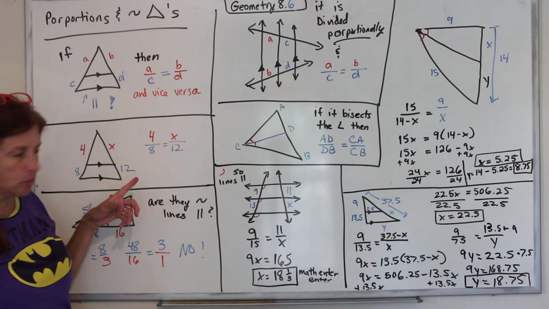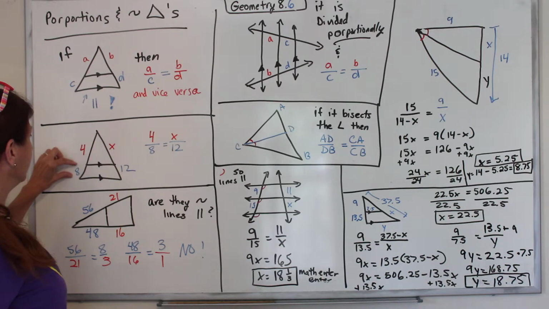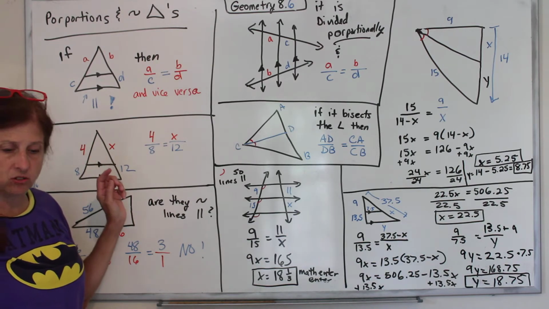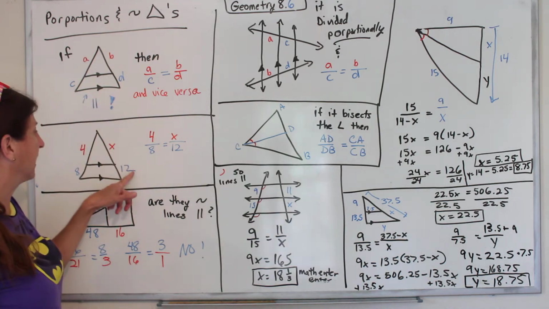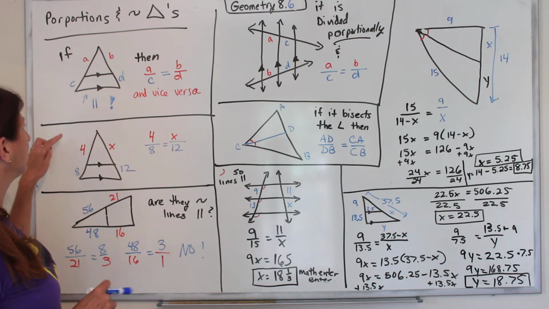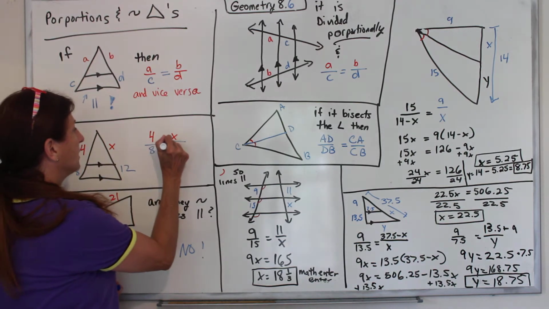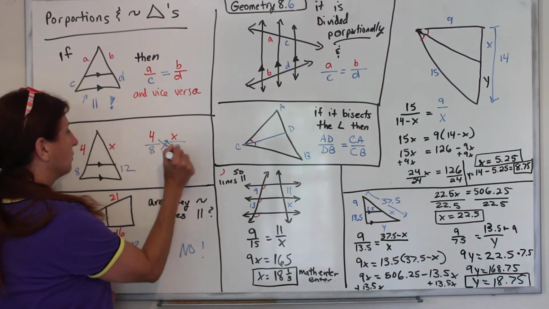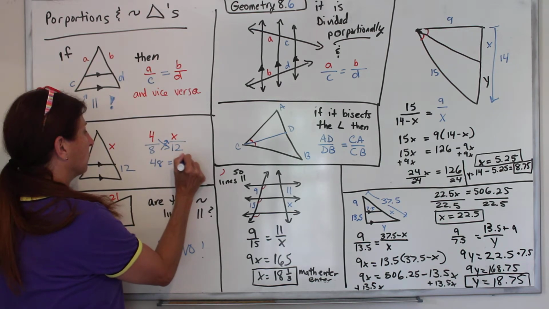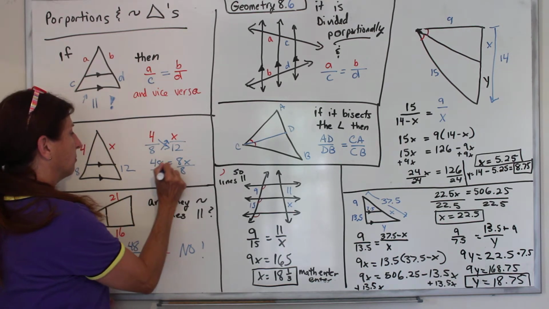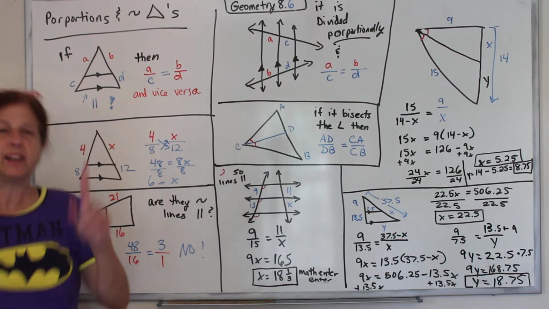So here's an example problem. We have 4 is this section, 8 is that section. I know it's drawn terrible, but you can look in the book and see the good drawing. This one's X and that one's 12. So we could say 4 is to 8 as X is to 12. We cross multiply. 4 times 12 is 48 equals 8x. You divide both sides by 8 and x equals 6 because 6 times 8 is 48.